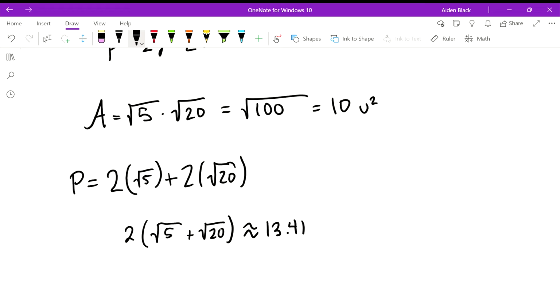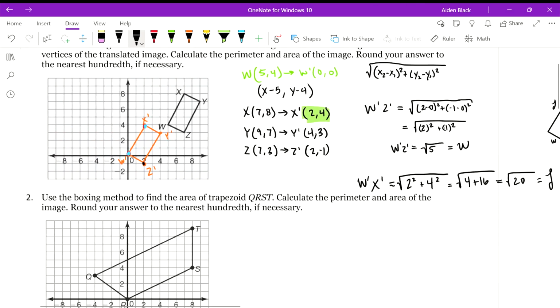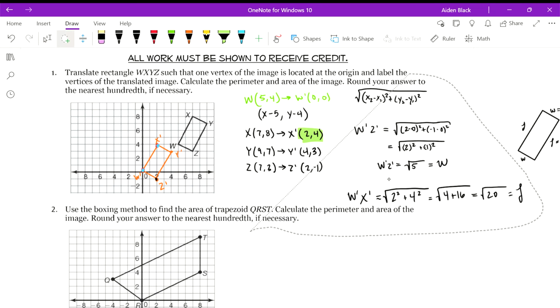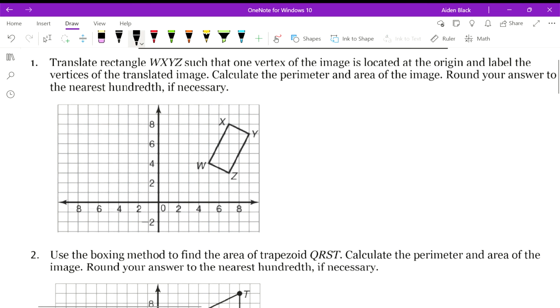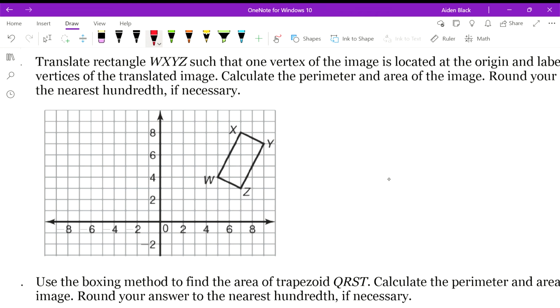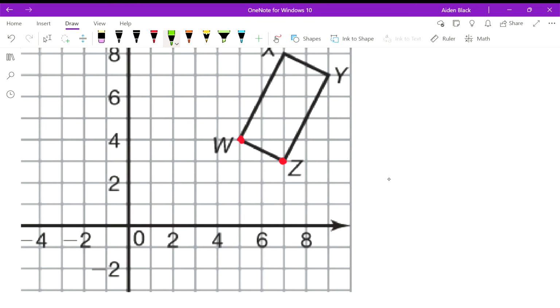So that's how you find the area and the perimeter using a translation to help you. But, let me erase all this. If you were to just really look at finding the distance between 2 points, you could also use Pythagorean's theorem. So let's check it out. If I wanted to find the distance from W to Z, I could just find the vertical change, the horizontal change, and then use Pythagorean's theorem. So in this case, this would be C, this could be A, and this could be B.